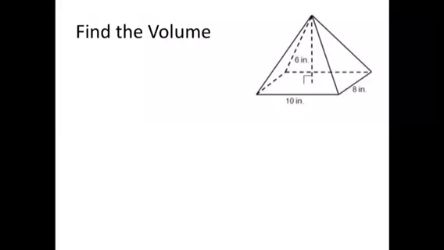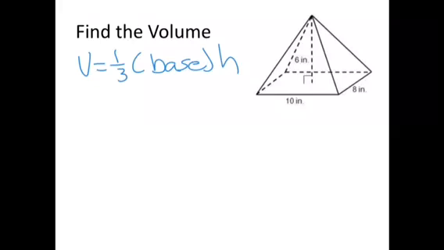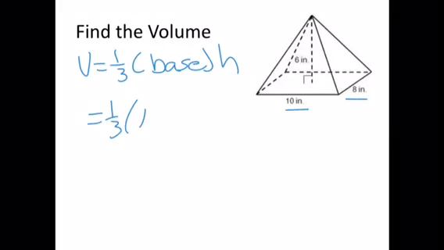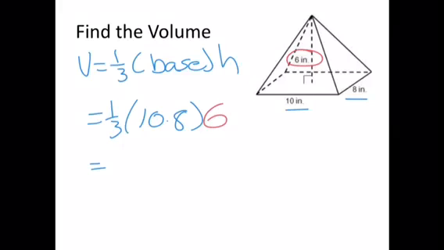For our first example here, we have a pyramid. The formula for our pyramid is that the volume is equal to 1/3 the area of the base times the height of our pyramid. For our base, we have a rectangle, and the area of that base is length times width, in this case 10 times 8. So for our volume, it's 1/3 times 10 times 8, and then we incorporate the height of our pyramid, which in this case is 6 inches. So we multiply by 6. Once you have calculated all of that, you get a final answer of 160 inches cubed.